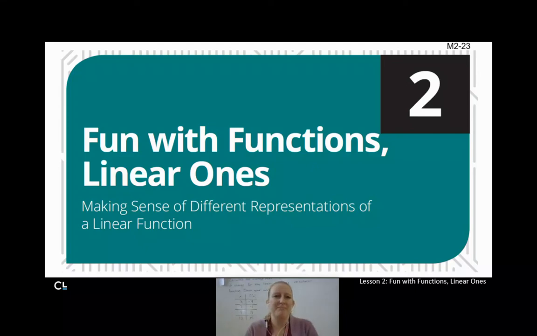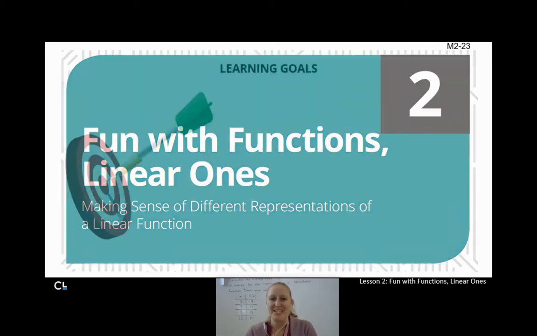Hello, Integrated Math 1. Welcome to lesson 2.1.2c. So we're on our third day of this, making sense of different representations of a linear function. We've been doing pretty good so far, but we're about to kick it up to the next level today.